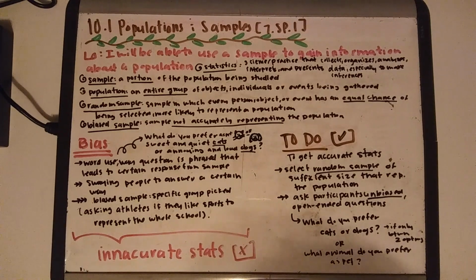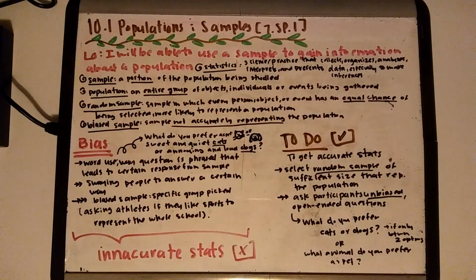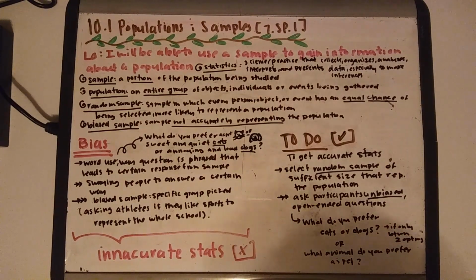And then for biased samples, again, specific groups that I pick. So again, asking athletes if they like sports. That will not represent the whole school because they are athletes, therefore they like sports. So those are inaccurate statistics. And then what to do to get accurate statistics.